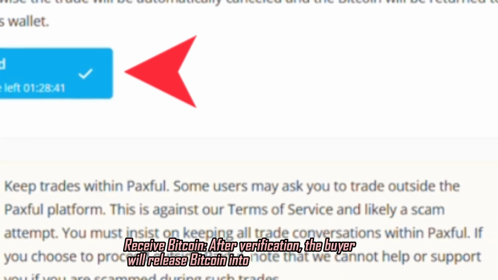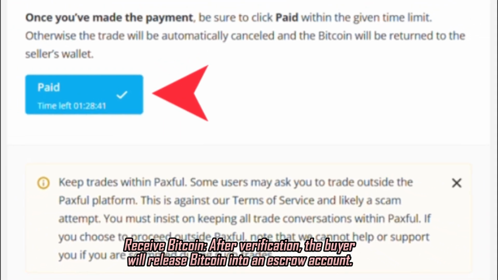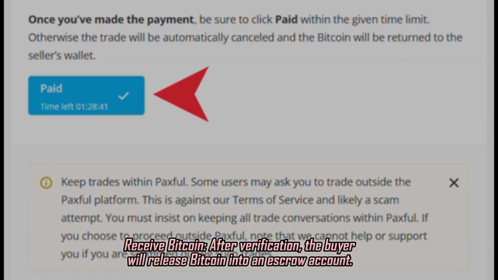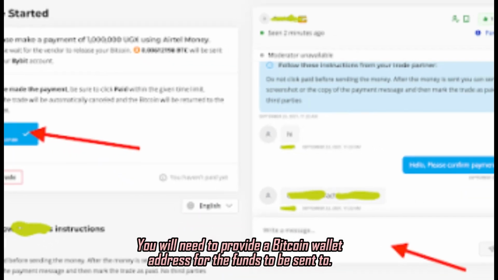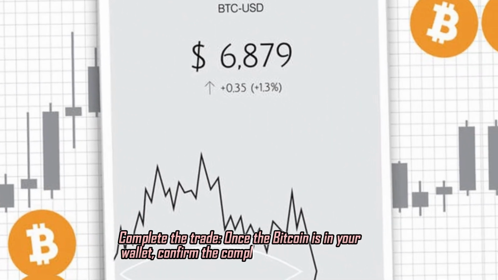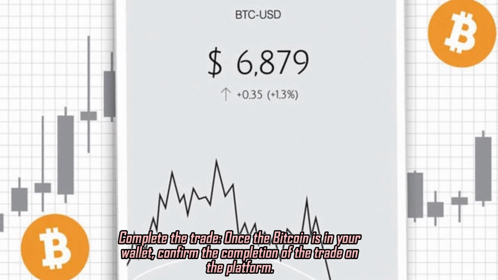Receive Bitcoin. After verification, the buyer will release Bitcoin into an escrow account. You will need to provide a Bitcoin wallet address for the funds to be sent to. Complete the trade. Once the Bitcoin is in your wallet, confirm the completion of the trade on the platform.